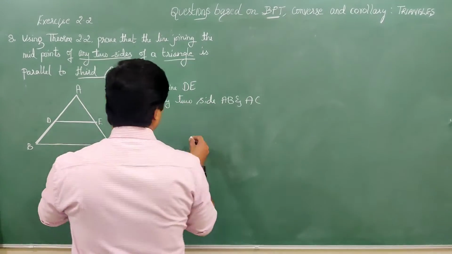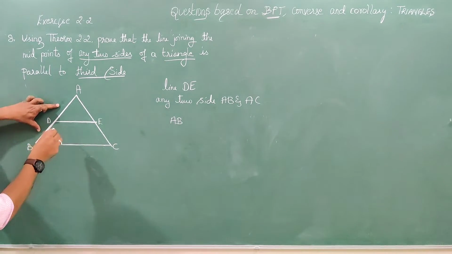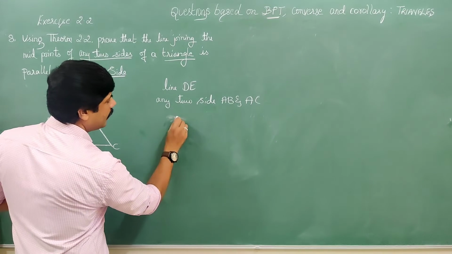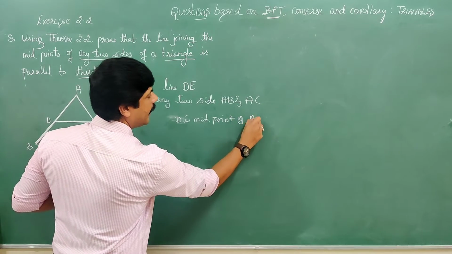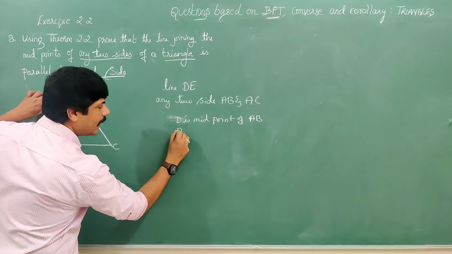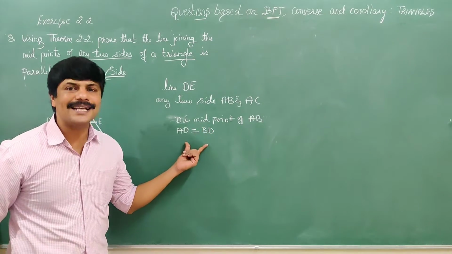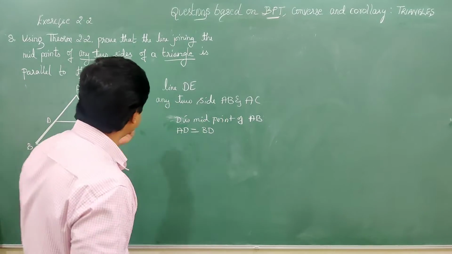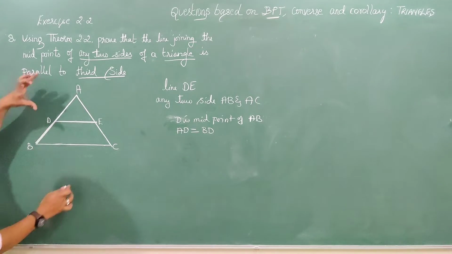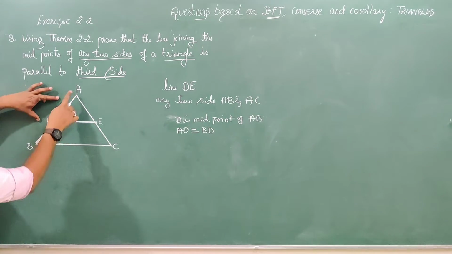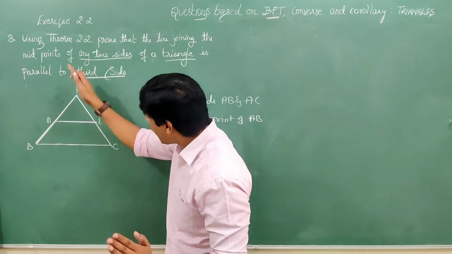That means D is the midpoint of AB. That is, AD is equal to BD. AD is equal to BD is the condition given. Why? Because it says that this particular line joins the midpoints of two sides. Which are the two sides? AB and AC. That means D is bisecting AB as well as AC.